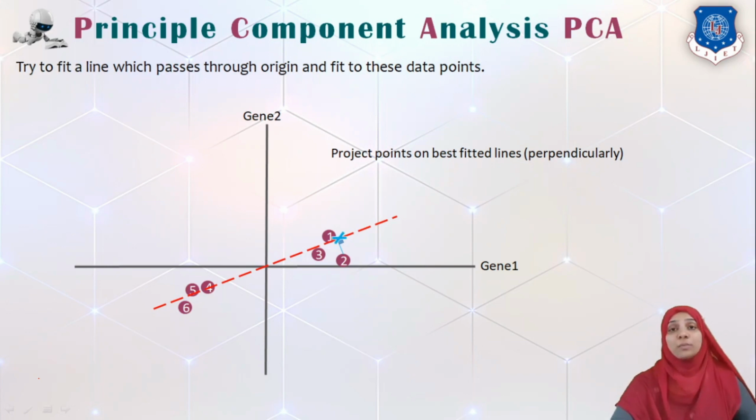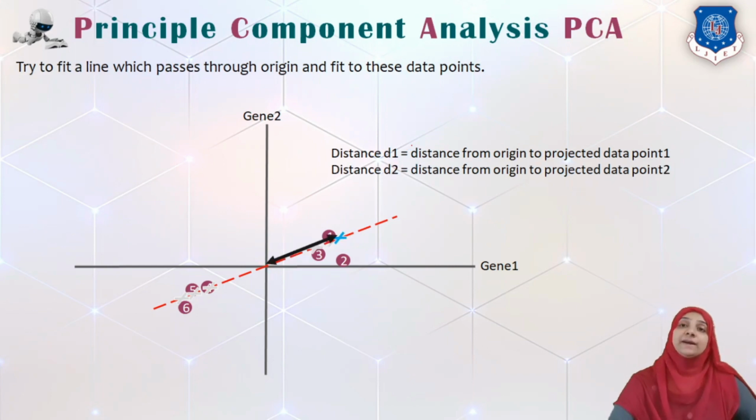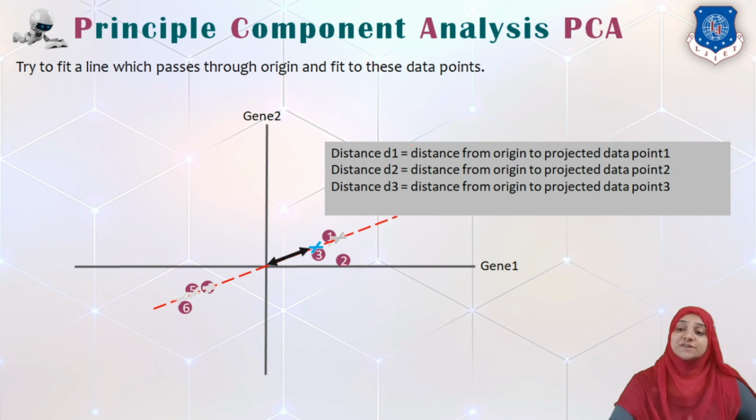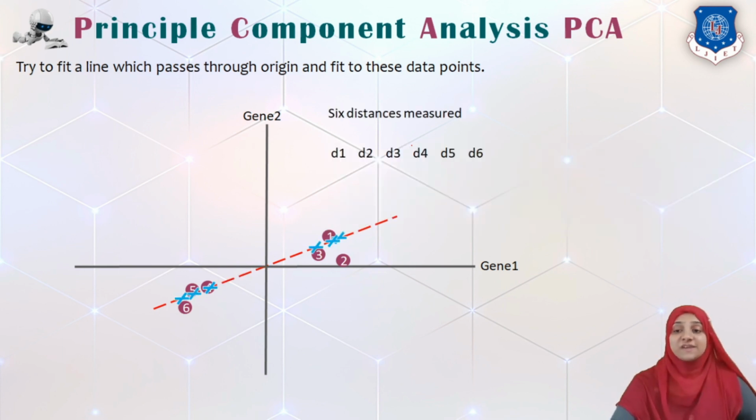We will plot or project new data points. So these blue crosses are nothing but projected data points. The distance from the origin to this projected data point 1 is called distance 1. Likewise, the distance from the center to the second projected data point is called distance 2. And likewise, we have distance 3, which is the distance from the origin to projected data point 3. Likewise, we have distances 4, 5 and 6. So in total we have 6 data points. That's why we have 6 distances.